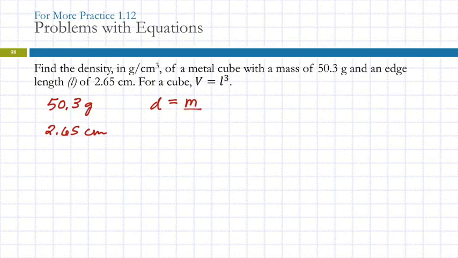Density is the mass divided by the volume. So we need the mass and we need the volume. Well, they gave us the mass. Mass is 50.3 grams. They didn't give us the volume, but they gave us what we need to calculate the volume. Volume is the length of this cubed, and they told us what the length was. So we need to do a side calculation here. Volume is the length cubed, so 2.65 centimeters cubed.